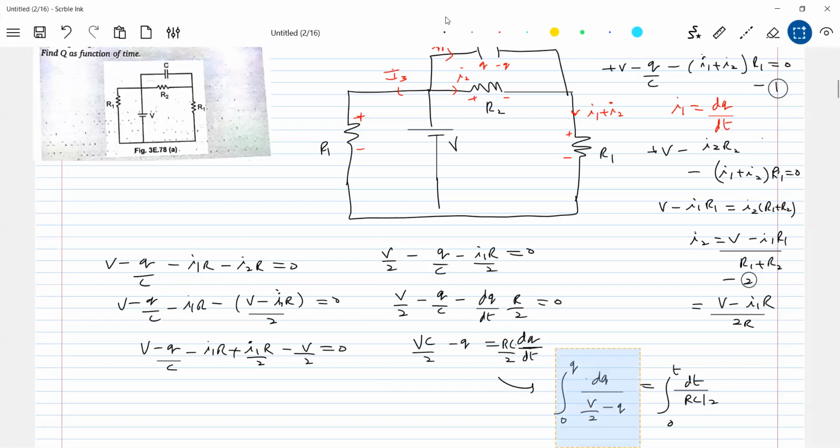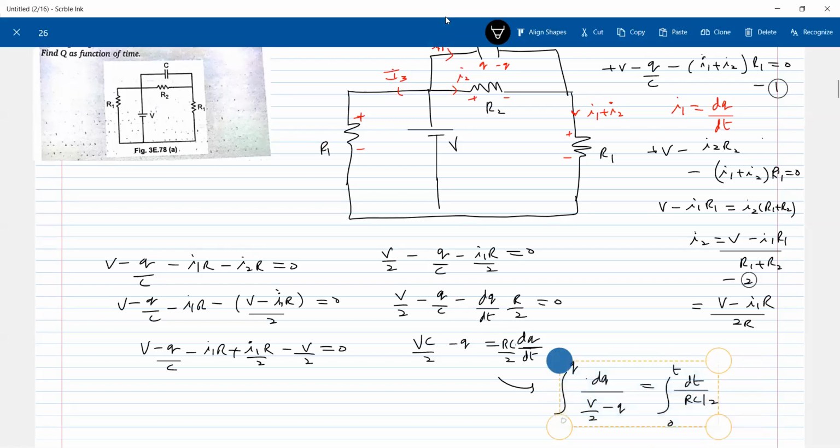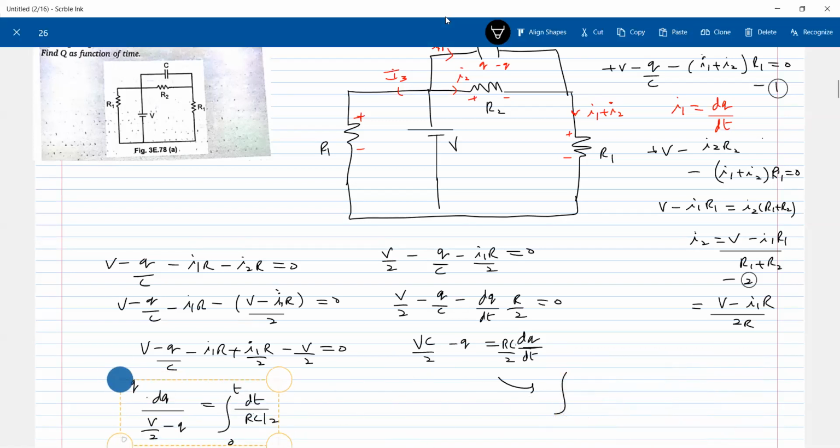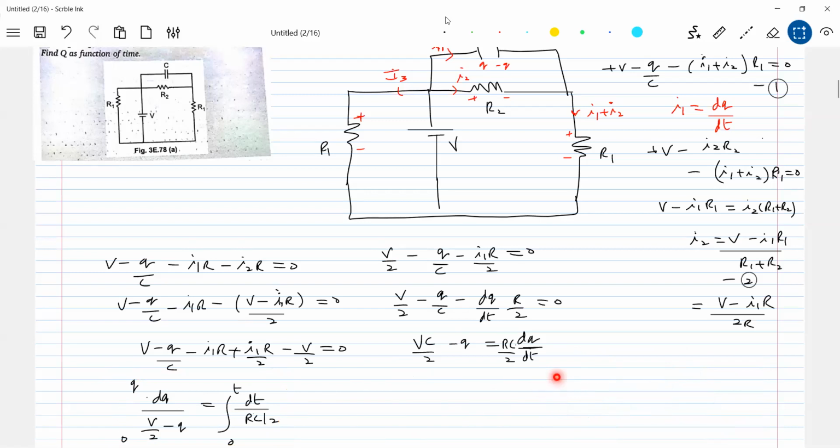Sir, VC by 2. I'll make changes. So q equal to VC by 2 times (1 minus e to the power of minus 2t by RC). This is the expression for charge in the capacitor at any time.